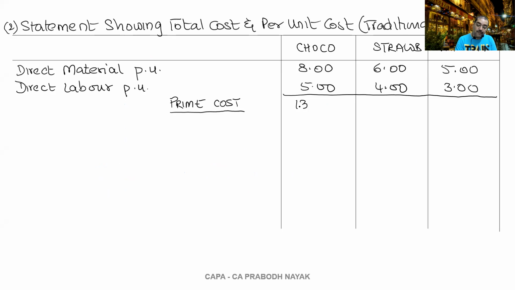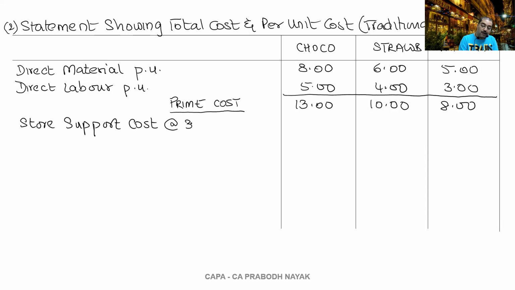8 and 5, 13. 6 and 4, 10. 5 and 3, 8. This is your prime cost. Now 30% of this is your store support cost, at 30% of prime cost. 30% of 13 will be 3.9. 30% of 10 will be 3. 30% of 8 will be 2.4.